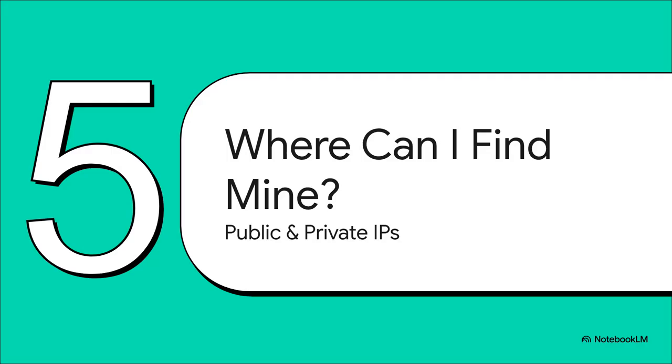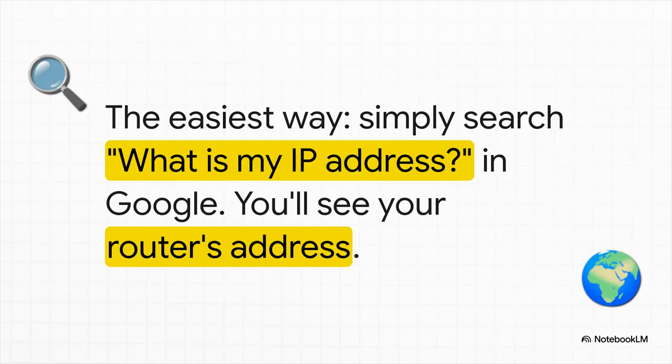Okay, so that's enough of the theory. Let's get practical for a second. How can you actually go and find these 2 different IP addresses for your own network? It's actually way easier than you might think. Finding your public IP is the easiest thing in the world. Seriously, just open up a web browser, go to Google, and type in "What is my IP address?" The number that pops right up at the top, that's your router's public address. It's the face your entire home network shows to the world.